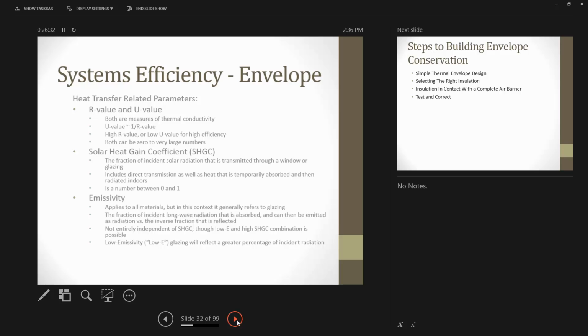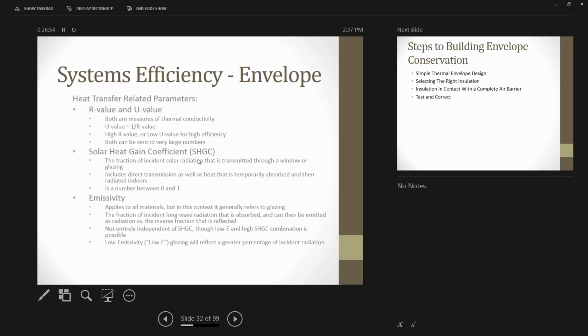You're all familiar with the U value and R value, so you understand the only difference between them: the R value is rating material for its resistance to heat transfer, and the U value is rating material for its transmission of heat through it. They're the same thing, they're just the inverse of one another.